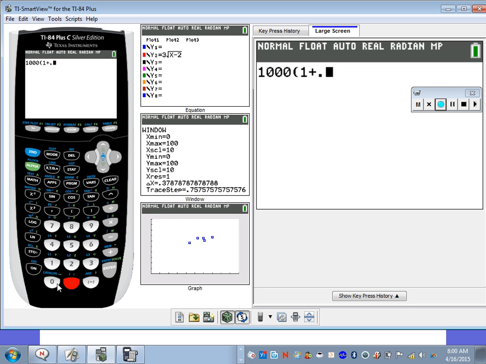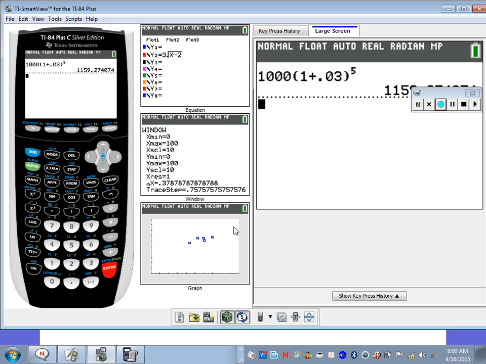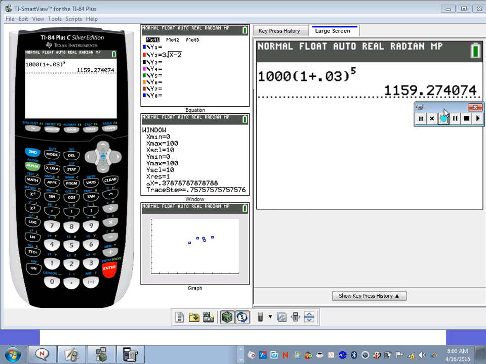And then I'm going to hit the caret key, and I'm going to raise it to a 5. Now keep in mind, yours is going to show a caret key. This is the color grapher, so it does a little different. And then you're going to hit enter. And bam, you're done. And round it to the nearest penny, so you're going to have $1,159.27. That's how that works. I mean, it's not real difficult. It's just plug and chug on a calculator.